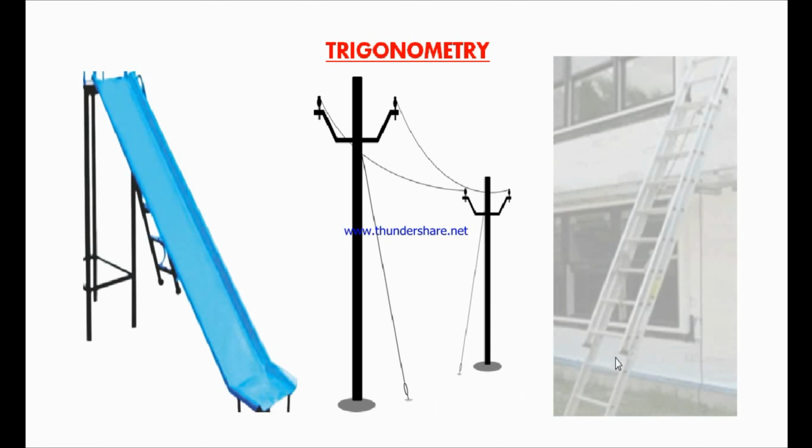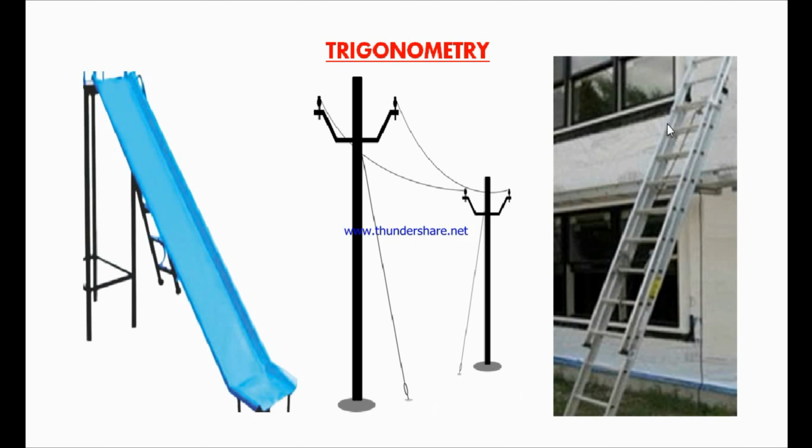Now the third one, this is a ladder. This ladder is placed against a wall. This ladder also makes some angle with the ground. Now let us know what is meant by an angle.